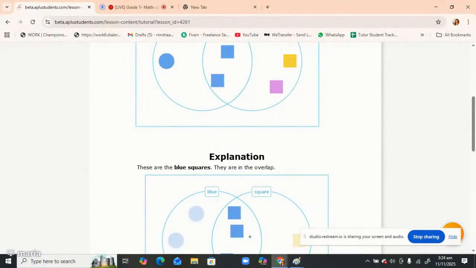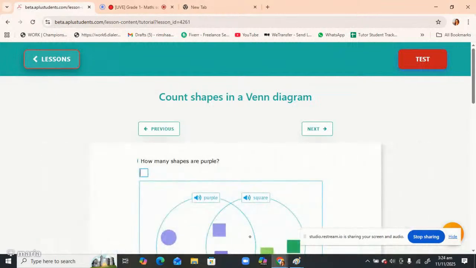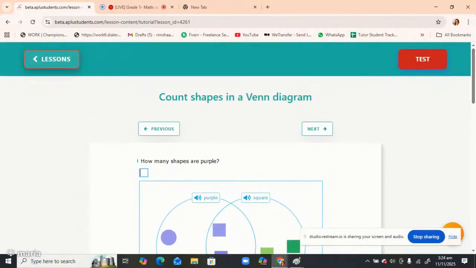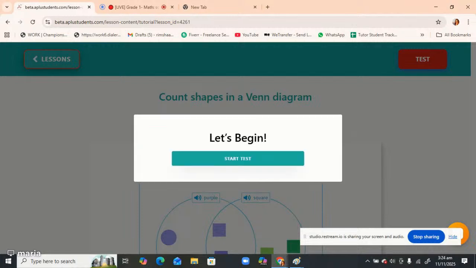Okay, then look at this question. How many shapes are purple? Check it out. How many shapes are purple? Everyone tell me the answer. How many shapes are in purple color? That are 1, 2, and 3. These are total 3. Okay. Now let's discuss the test questions.